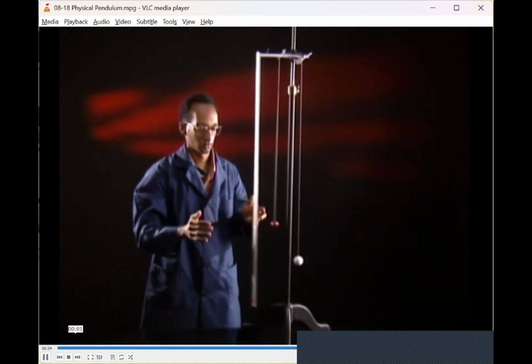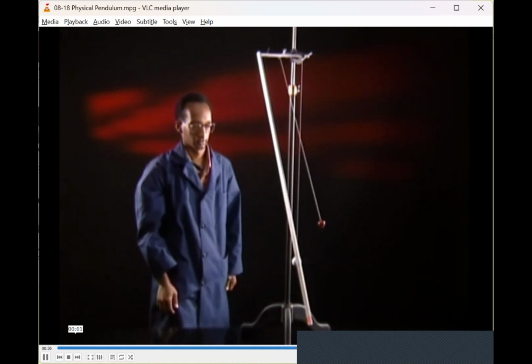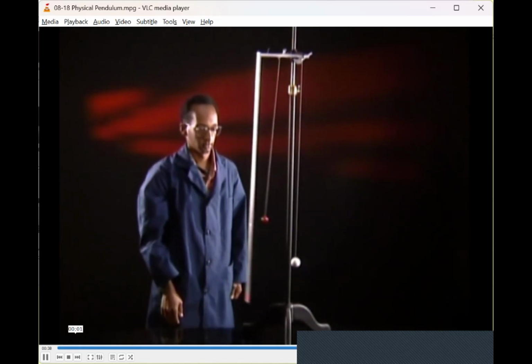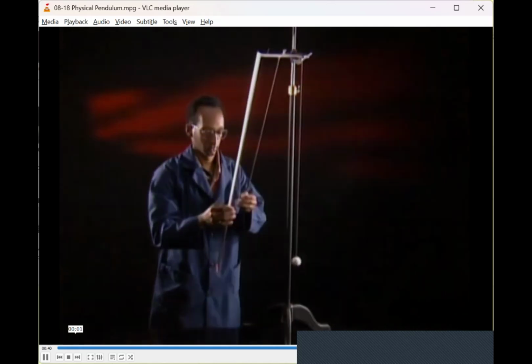To match the period of the physical pendulum, we need a string pendulum that is 2/3 the length of the physical pendulum. So yes, that's the equivalent length of the physical pendulum compared to a point or simple pendulum.